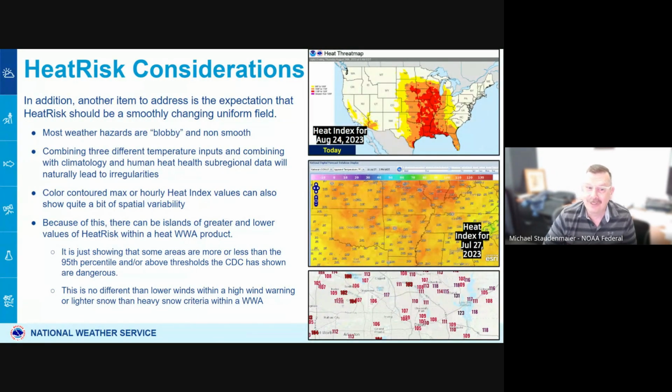When we look at our own heat index grids, for example, we also see those fields are also blobby and contain bullseyes and islands. In the example at the very bottom right, maximum heat index values range from 103 to 131 across even this limited domain. So even our heat index fields are neither continuous or uniform.